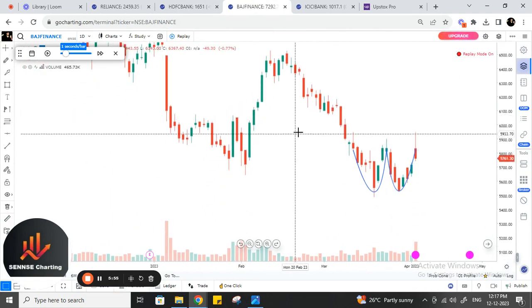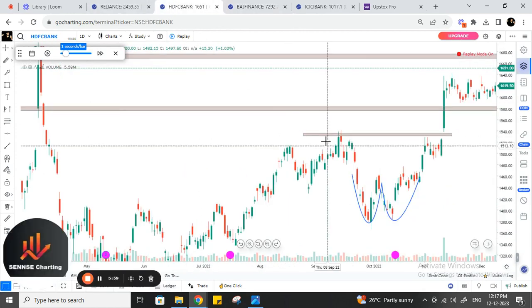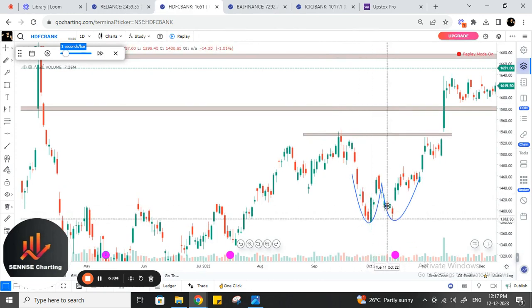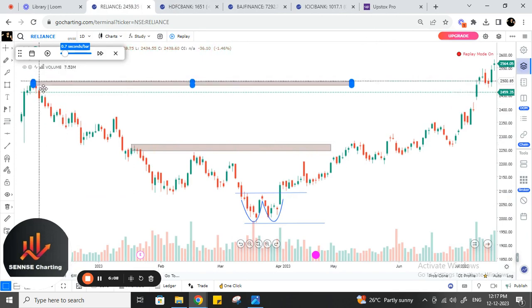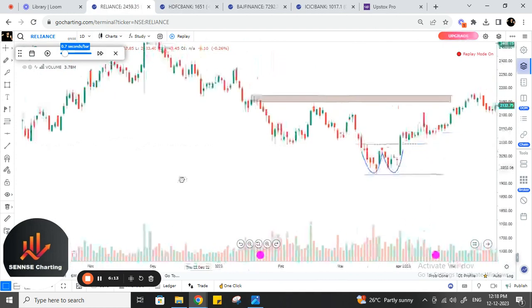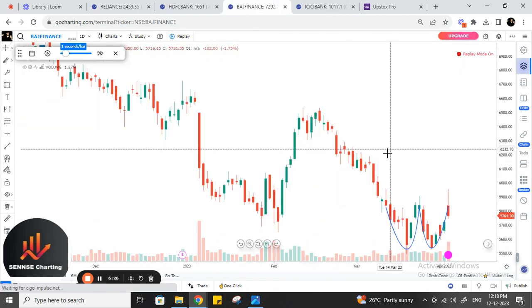Bajaj Finance also. As I said, all these stocks are coming from a resistance level to the support level, and there we are seeing this pattern formation. Coming to Reliance also, it went from resistance to bottom support, and here the previous support is, and exactly there it found a double bottom and moved from there. So whenever you're looking for bullish patterns, whenever the market is coming from resistance to support, that is where you should consider these particular patterns.